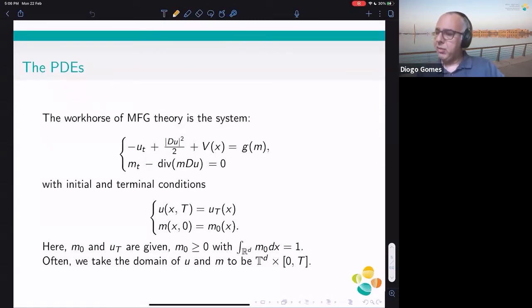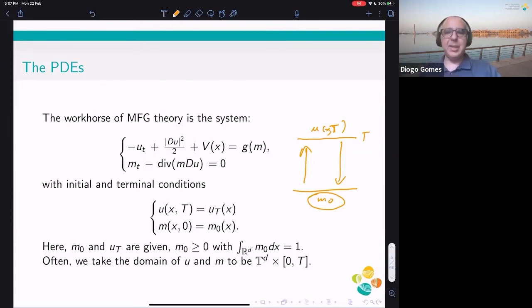Plus, these equations have this structure where U has terminal condition, so at time T, and M has initial distribution. The reason is that, as you'll see, U is a solution of a control problem. So control problems take usually terminal values because you want to optimize something towards the future, but you know the distribution of agents at the beginning of time. So part of the variables go forward, part of the variables go backward in time, and this creates one of the difficulties. So things like Cauchy-Kovalevskaya local time existence kind of results are not available, unless T is very small.